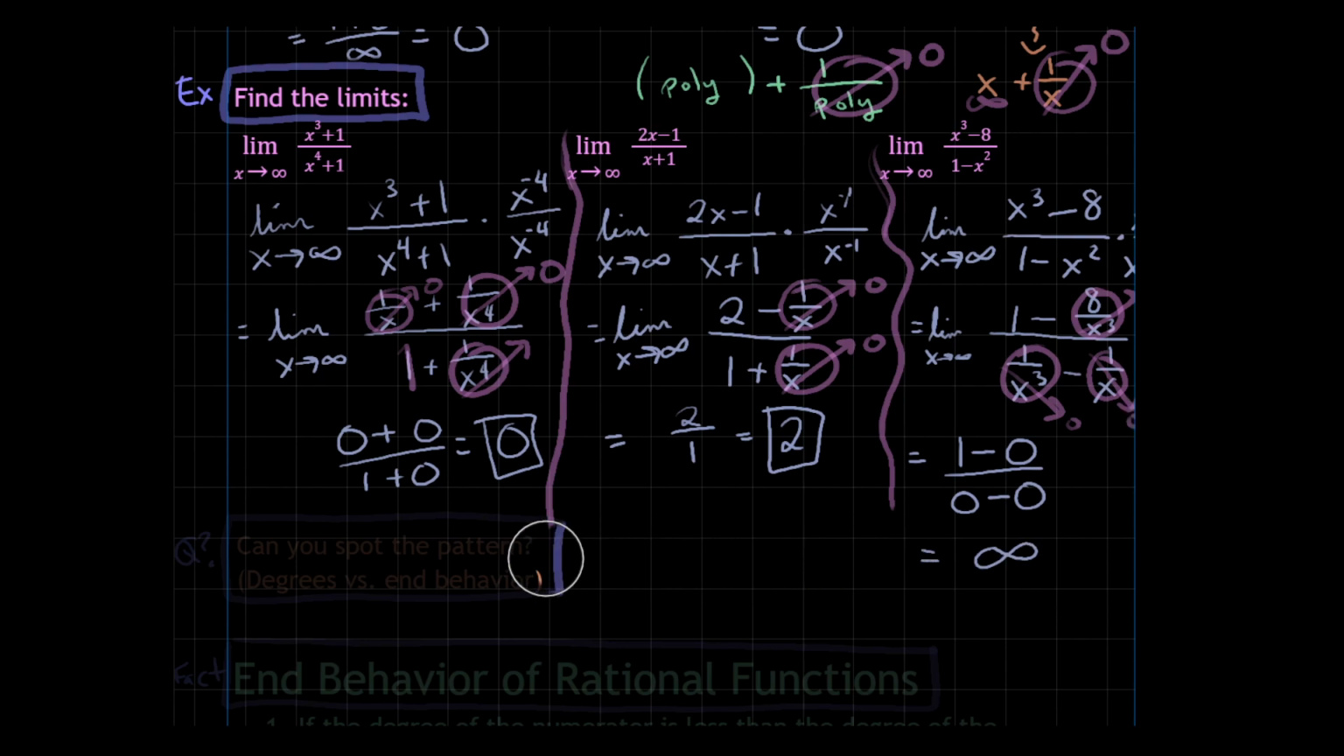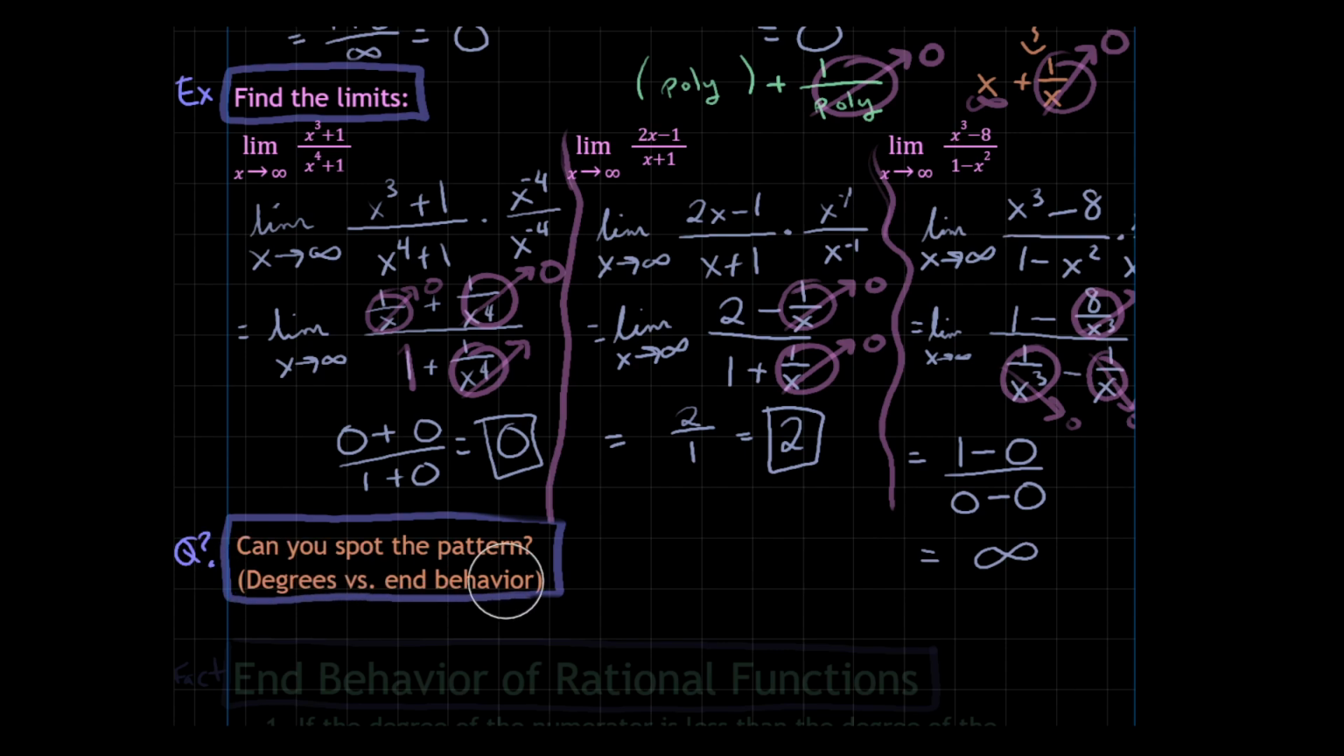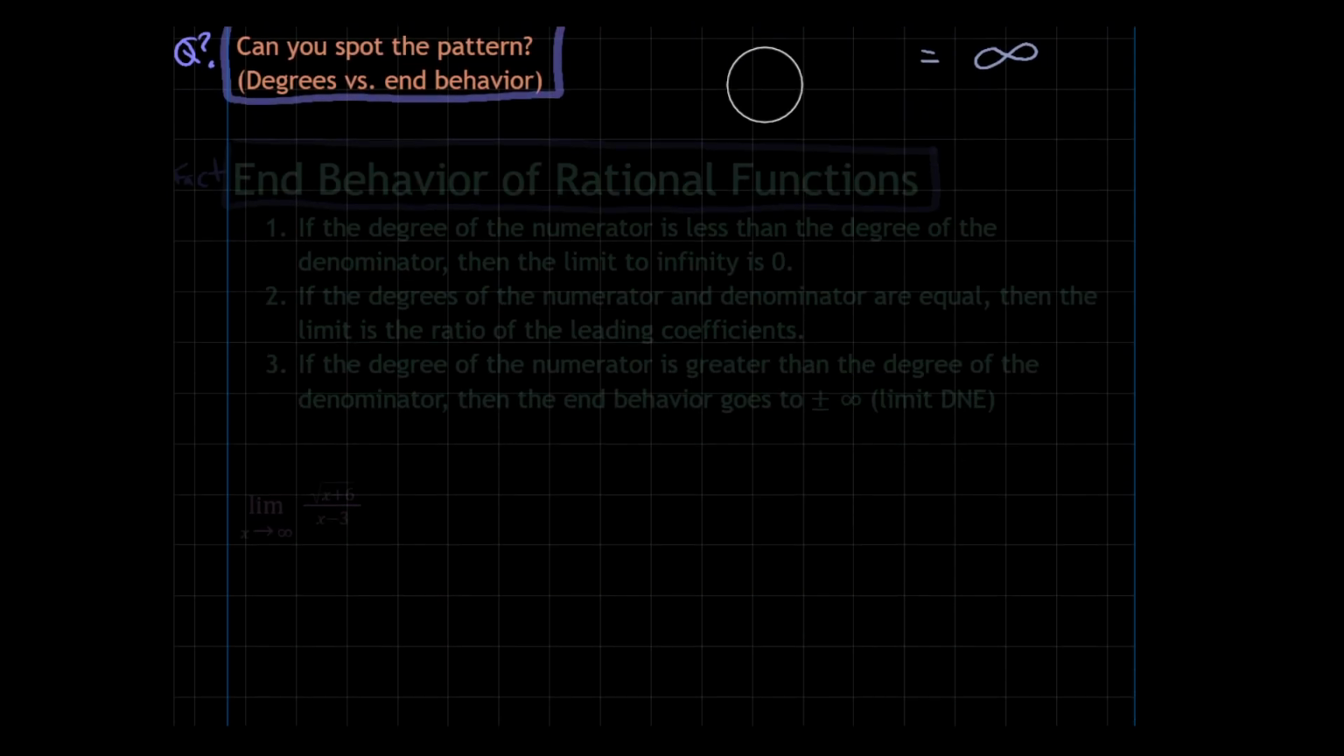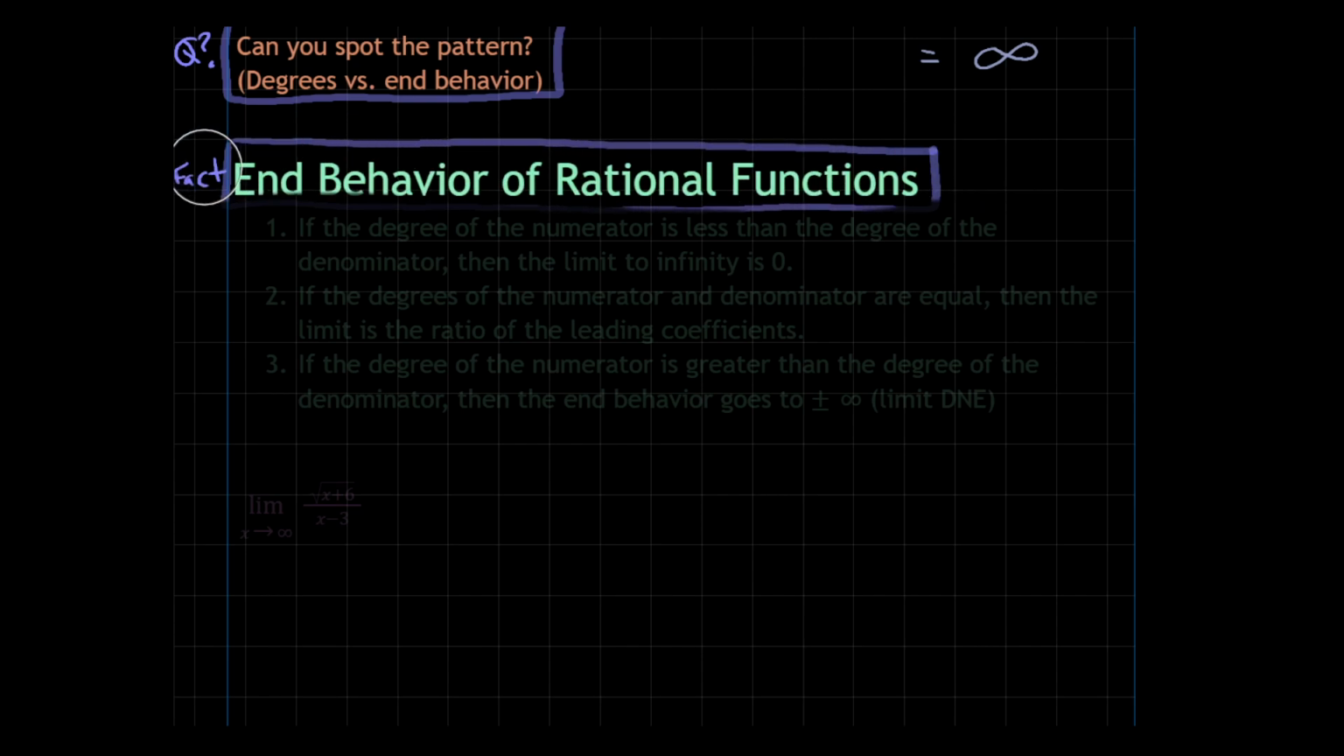Now, see if you can get what the pattern is. How can we look at the degrees of the polynomials involved in a rational function and the leading coefficients of that rational function to determine what the end behavior is without doing all this work? Can you think about that? Feel free to pause the video and give it some thought. Overall, here's what happens. If you think about how we find that limit by dividing by that highest power, we can predict what the end behavior is going to be.